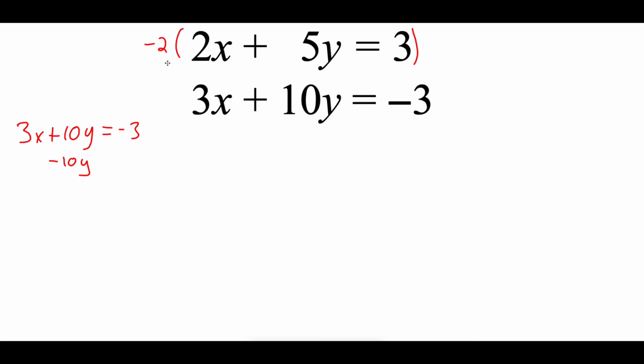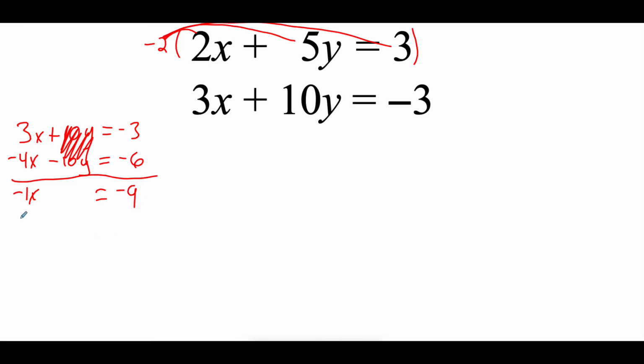And again, we're going to think about it like the distributive property. So -2 times 2x is going to be -4x. -2 times 5y is going to give us the -10y that we wanted. And then -2 times this +3, that's going to equal -6. Now when we add these equations together, 3x plus -4x, that's going to give me -1x. 10y plus -10y, those are opposites, so those are going to cancel each other out. And when we take -3 and add -6, that's going to equal -9. So we have the equation -1x equals -9.